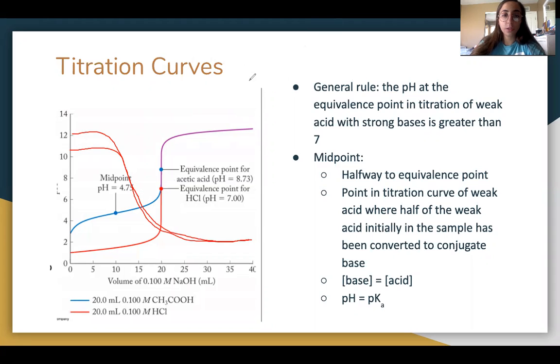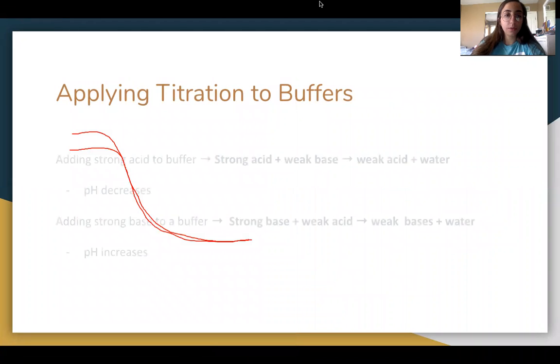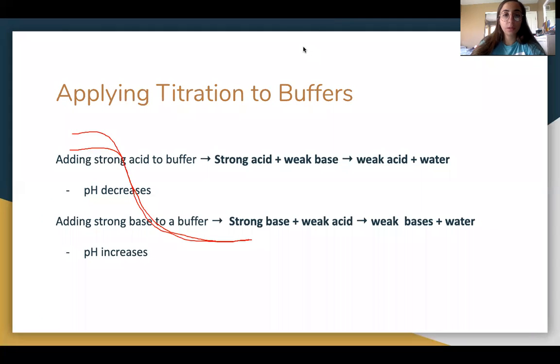So moving on. Let's see. I have to erase this.